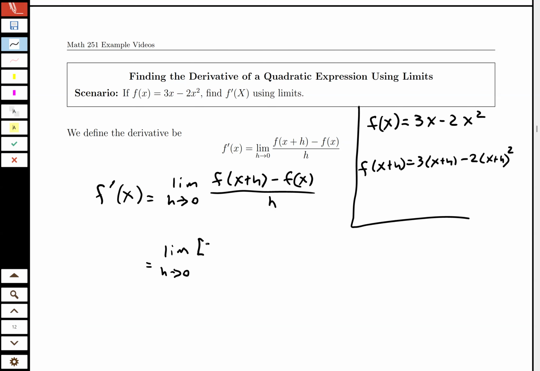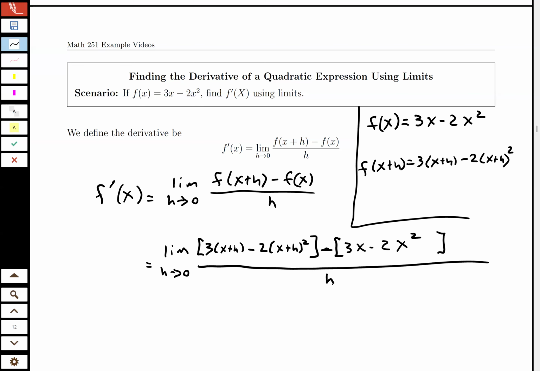This is 3 times x plus h minus 2 times x plus h squared, minus f of x. And notice I'm putting f of x plus h and f of x into parentheses or brackets. They work the same way, however you want to write them. But I need to make sure that I'm careful with the signs. I'm subtracting all of f of x. So I'm subtracting 3x, and I'm subtracting a negative 2x squared. I'm going to be careful with my sign. This is all over h.